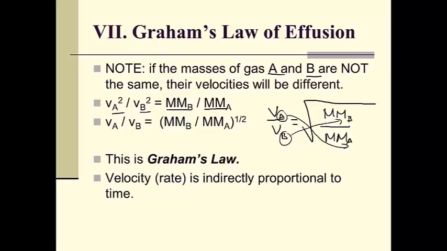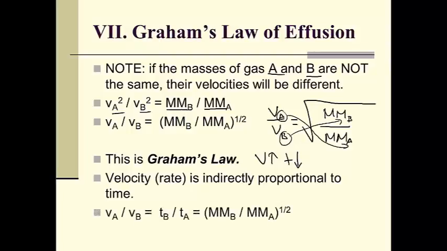Now, velocity, how fast something goes, is inversely proportional to the amount of time that it takes. In other words, as velocity increases, the time it takes to get somewhere or for the object to travel that distance will decrease. So we can say then that velocity of A over velocity of B is equal to the time for B over the time for A. And this is going to be equal to the square root of the molar mass of B over the molar mass of A.